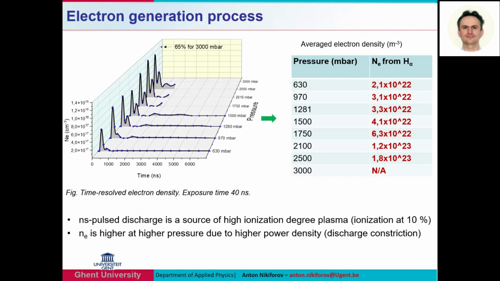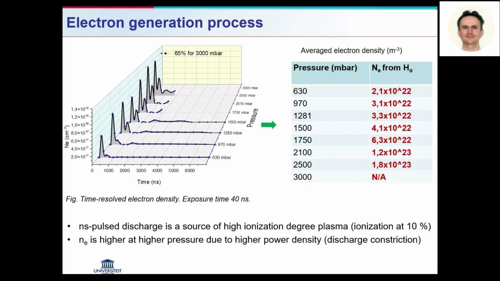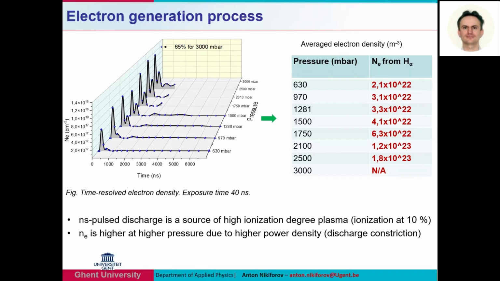But in all conditions, independent of the pressure, for which we studied the process from 600 millibar up to 3 bar, we have an electron density which rises high. And surprisingly, when we looked at the ionization of the plasma, it was in the range of about 10%. So we have really strongly ionized plasma in this kind of gas mixture, which was a mixture of methane with hydrogen.